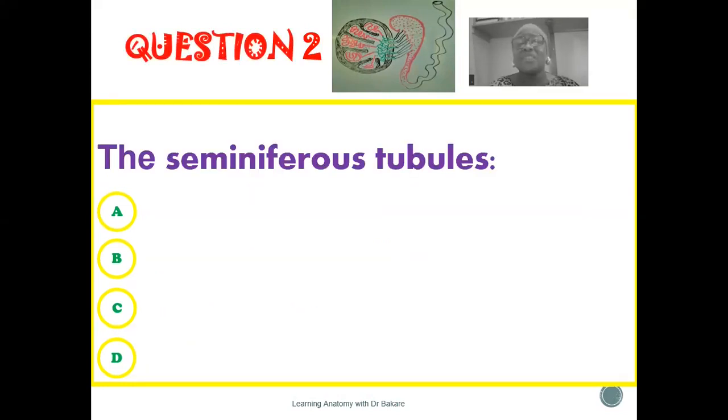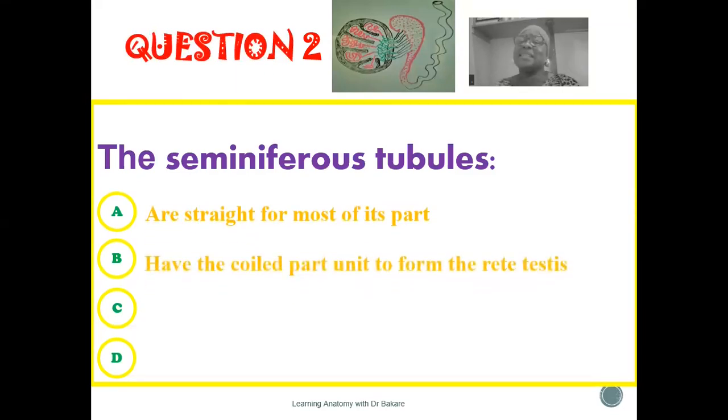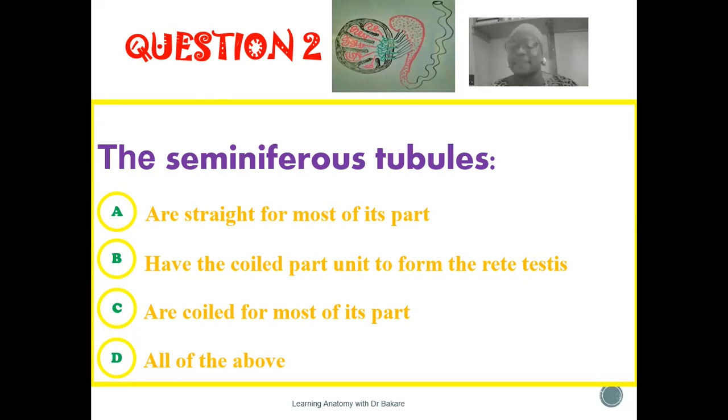The second question reads that the seminiferous tubules are straight tubules for most of their parts, or is it that the seminiferous tubules have the coiled parts unite to form the rectus testis, or is it that the seminiferous tubules are coiled for most of their parts, or is it all of the above? So which of the following statements about the seminiferous tubules is correct?